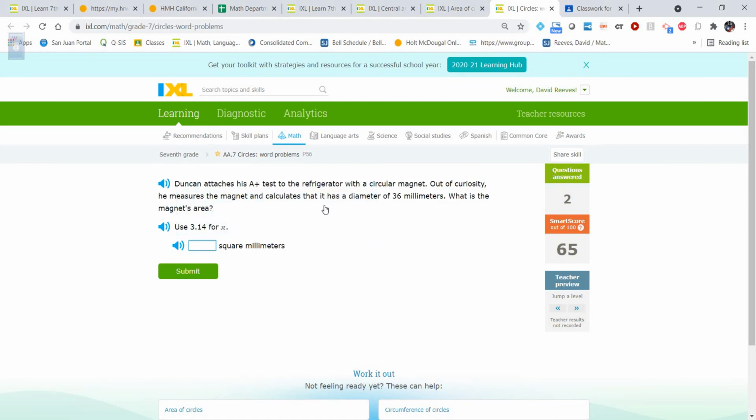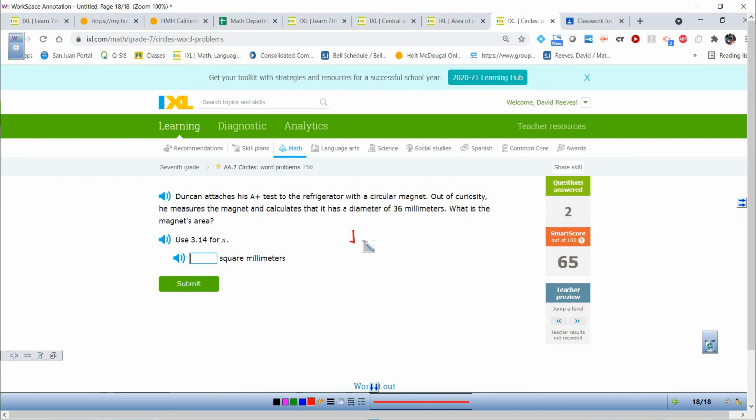All right, Duncan attaches his A-plus test to the refrigerator. Good for Duncan, with a circular magnet. Out of curiosity, he measures the magnet and calculates it as a diameter of 36. What is its area? Okay, so if the diameter is 36 millimeters, we need to know the radius. The radius is going to be 36 divided by 2, which is 18 millimeters, okay? And the area is going to be pi times the radius squared, all right?